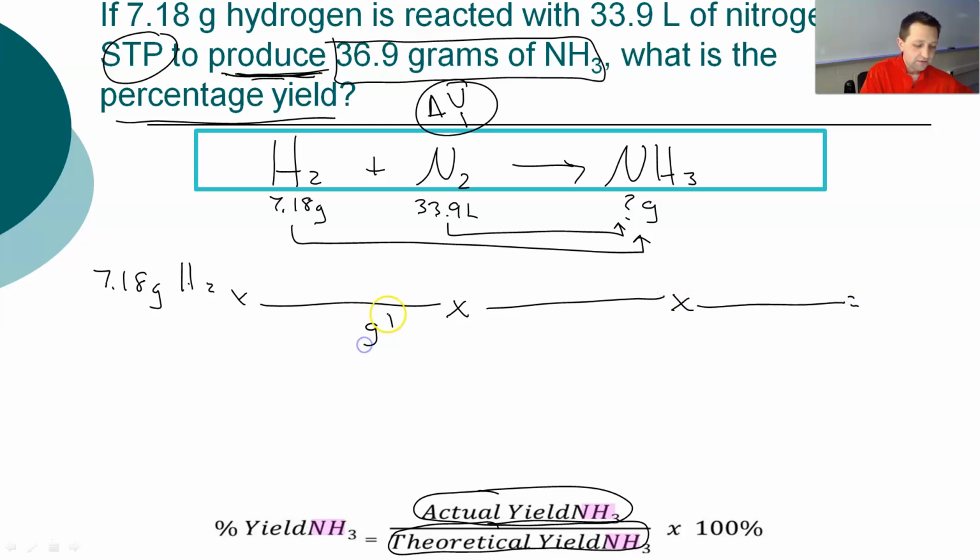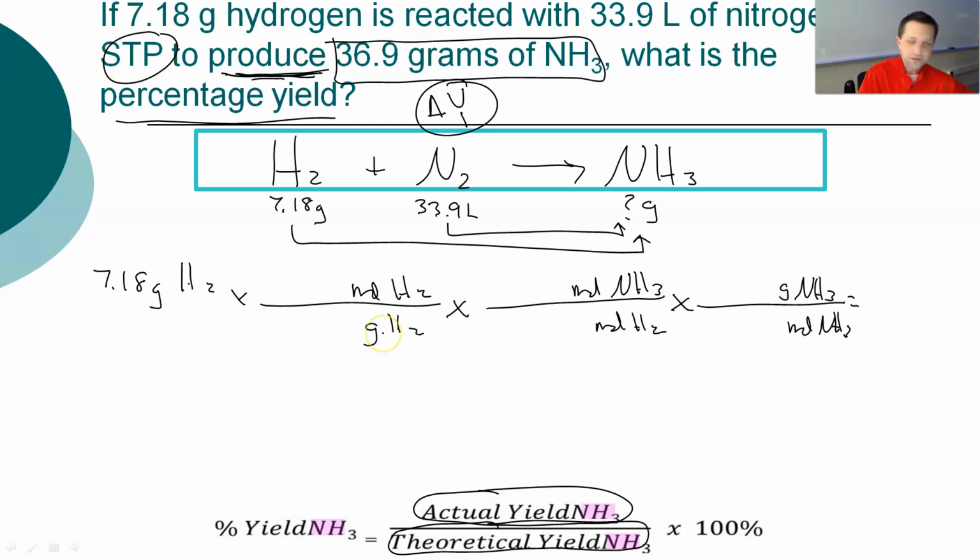Okay, cancel out grams of H2 and go to moles of H2. Next step, cancel out moles of H2 to go to moles of substance B, which is moles of NH3. And the last step, cancel out moles of NH3 and go to grams of NH3. Okay, let's go ahead and plug some numbers in.